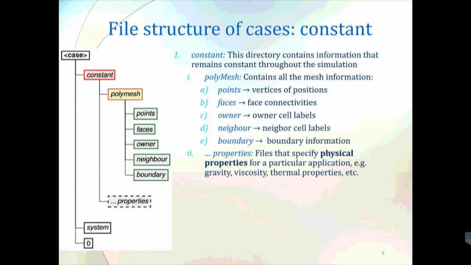The constant directory has information which remains constant throughout the simulation. And of course, here is where the mesh is also defined, because the mesh also generally remains constant throughout our simulation. Once we have defined the mesh at the beginning, it remains constant through the various time steps. So the constant directory has a subdirectory named polyMesh, and this subdirectory has these different files.